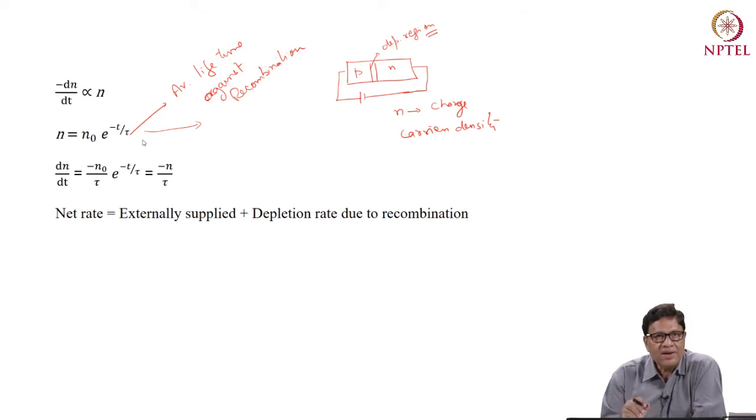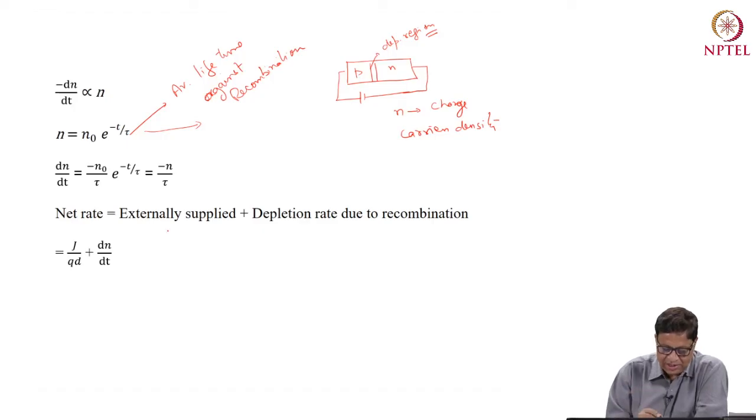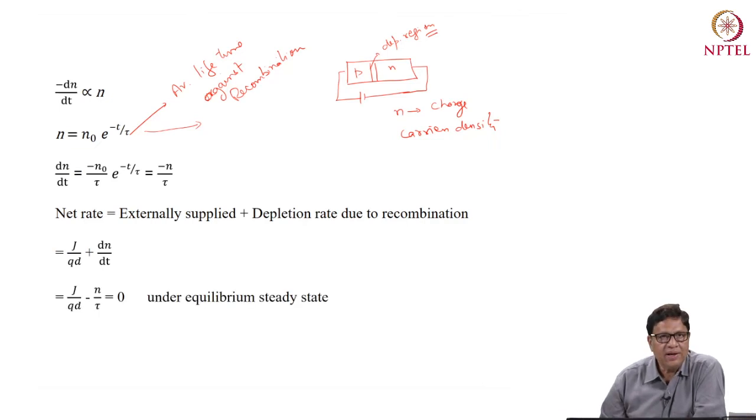So what is the net rate? You are externally supplying the current, and there is a depletion happening because of the recombination. So the net rate is the externally supplied current plus the depletion rate due to recombination. The externally supplied part is J by qd, where J is the current density, q is the charge and d is the width of the depletion region, plus the depletion, which is happening at the rate of dN by dt. That is the depletion rate due to recombination.